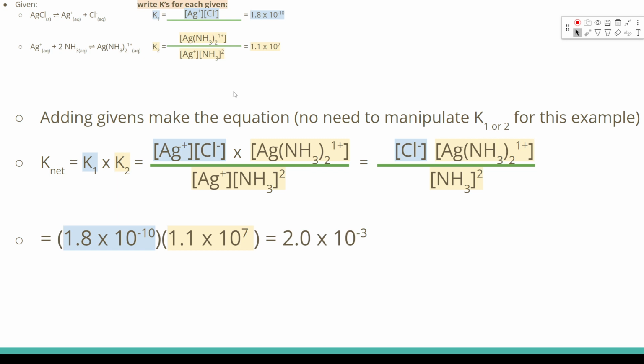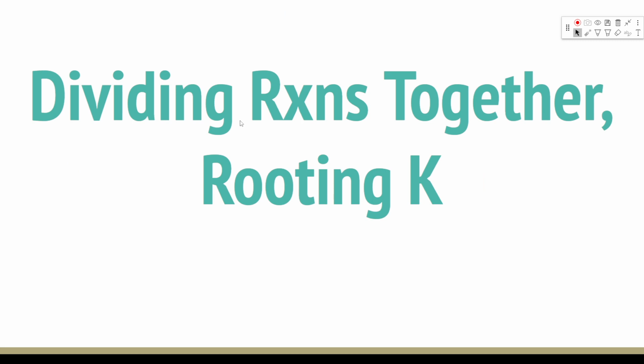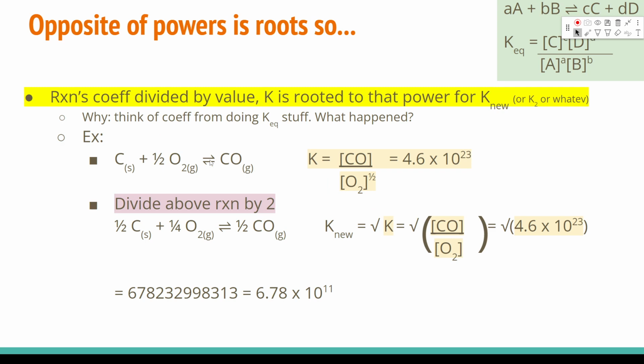Cool. And if I'm dividing reactions, I'm going to root k. So when I was multiplying reactions, I did powering, and so the opposite of powering is rooting. And so here is this reaction once again with the k values here. And so if I divide the reaction above by 2, so I have fractions, and so I take the k value and then I do fractions. Hooray. Now I am rooting by 2. If I was dividing by 3, then I would root 3 it. If I was dividing by 4, I'd root 4 it, and so on.